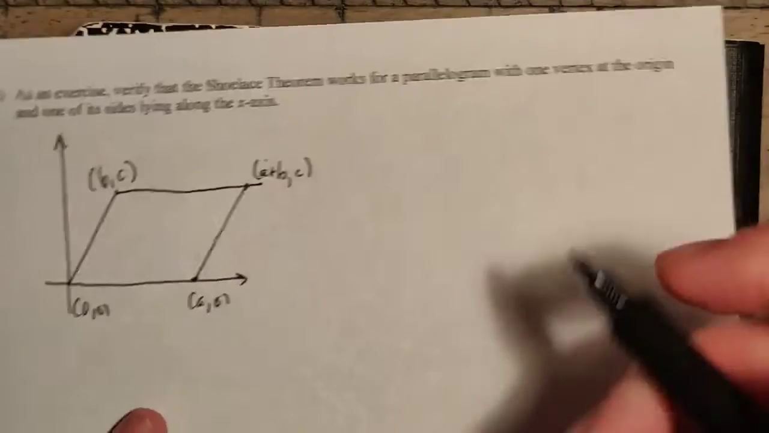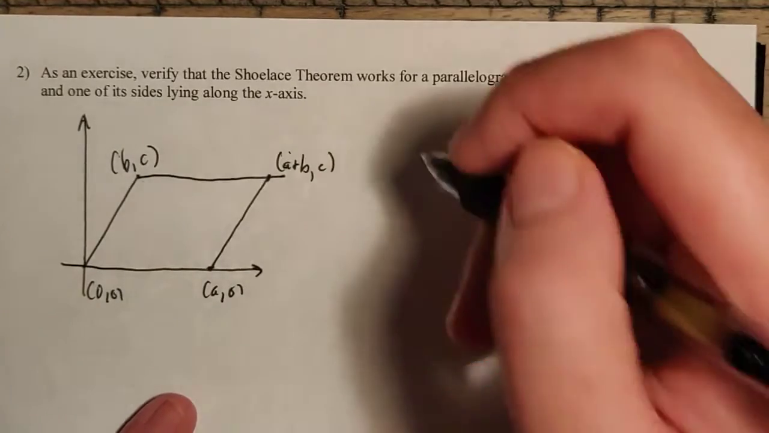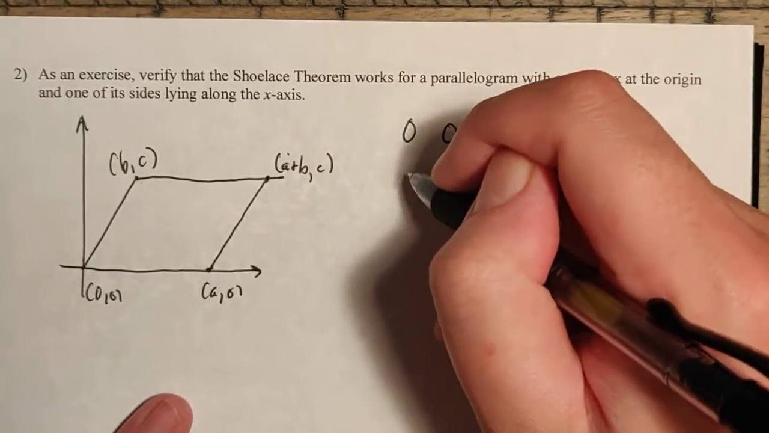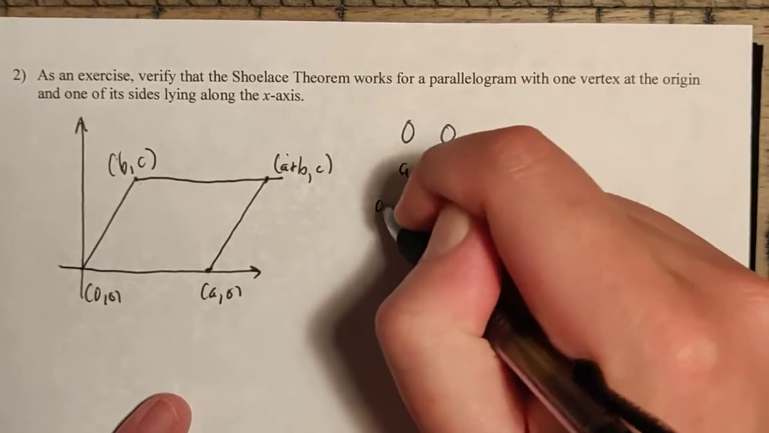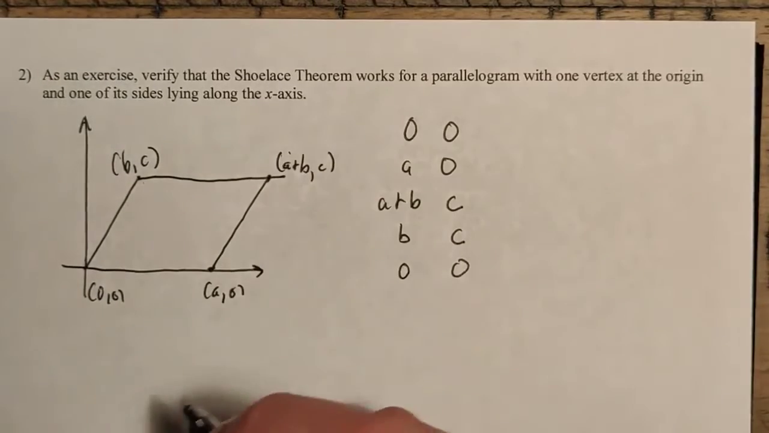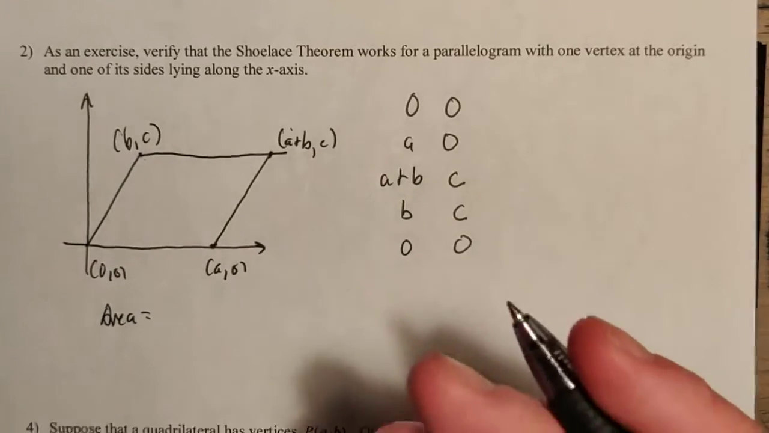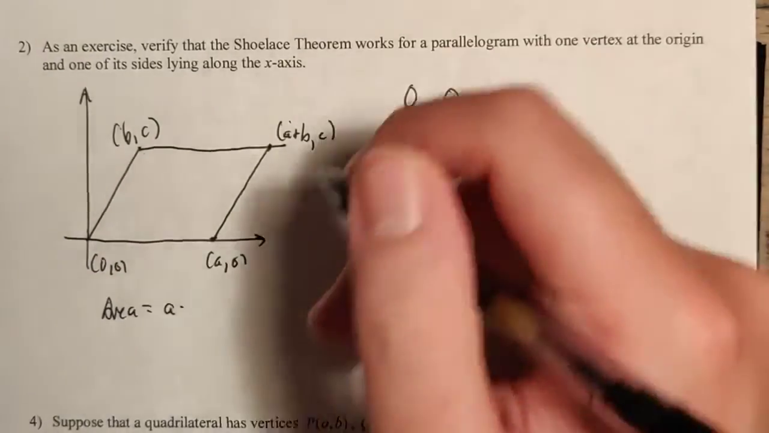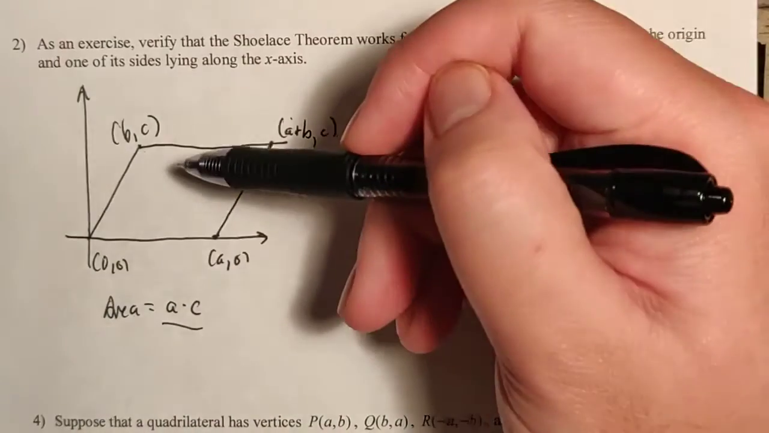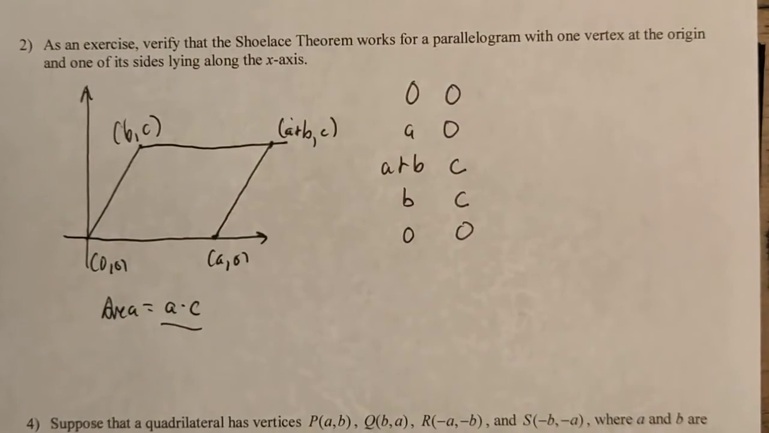So yet again, we're going to start off with any point, and we're going to go in either clockwise or counterclockwise order, and make sure that we go back to 0, 0. So we start with 0, 0 here. In this case, then A, 0, then A plus B, C, then B, C, and then finally 0, 0. So the area of this object, again, the area of a parallelogram is base times height. The base is length A, and the height is length C. So we want there to be an AC at the end here, right? The base is A here, and the height is basically how high this is off the x-axis, and that's going to be C.